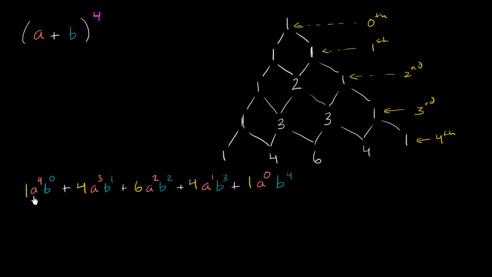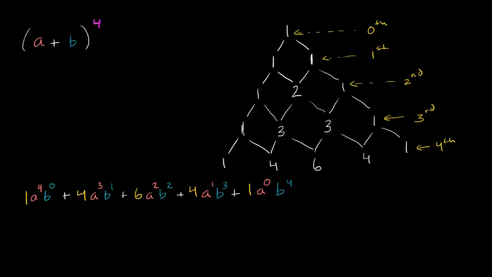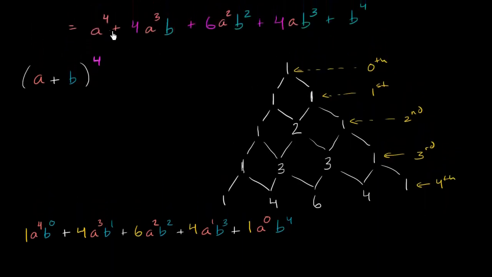And there you have it. I have just figured out the expansion of a plus b to the fourth power. A plus b to the fourth power is exactly what I just wrote down. This term right over here, a to the fourth, that's what this term is. 1a to the fourth, b to 0, that's just a to the fourth. This term right over here is equivalent to this term right over there. And so I guess you see that this gave me an equivalent result.